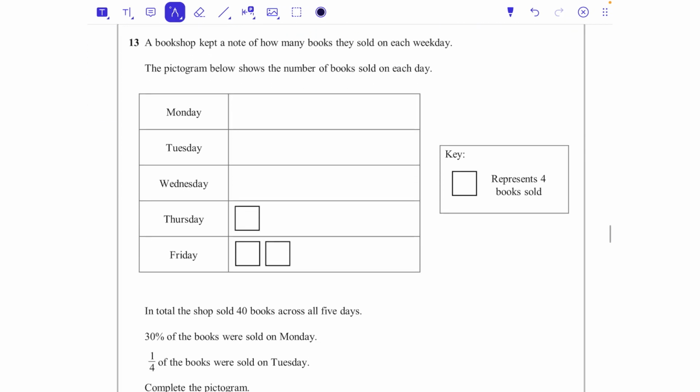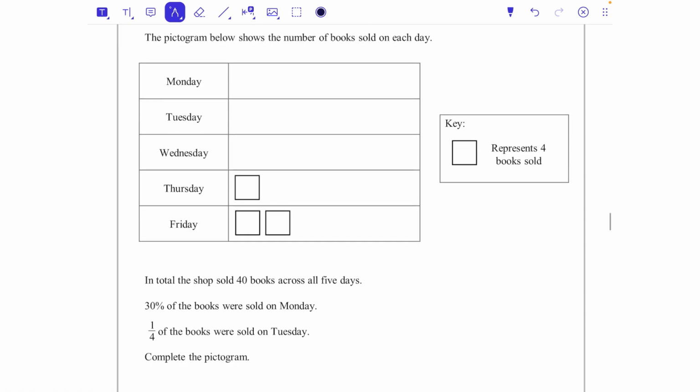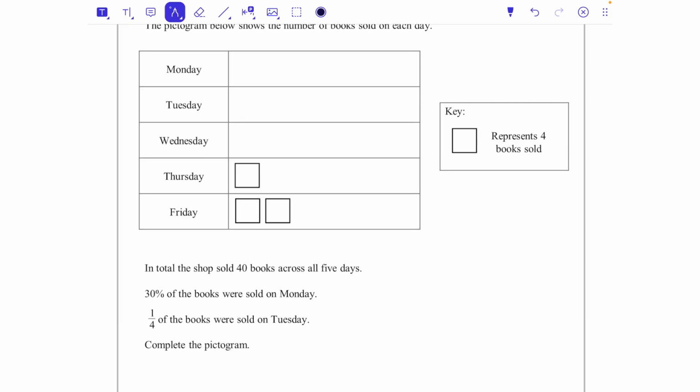Question number 13. A bookshop kept a note of how many books they sold on each weekday. The pictogram below shows the number of books sold on each day. In total, the shop sold 40 books across all 5 days. 30% of the books were sold on Monday, a quarter of the books were sold on Tuesday. Complete the pictogram. So we can see here in the key that this square represents 4 books sold. So we can see on Thursday there are 4 books there, and on Friday we've got 4 and 4, so that's 8 in total on Friday, and that's going to help us in a bit.